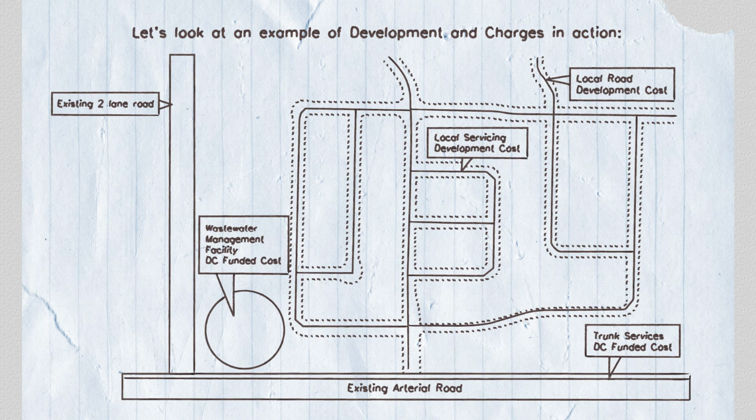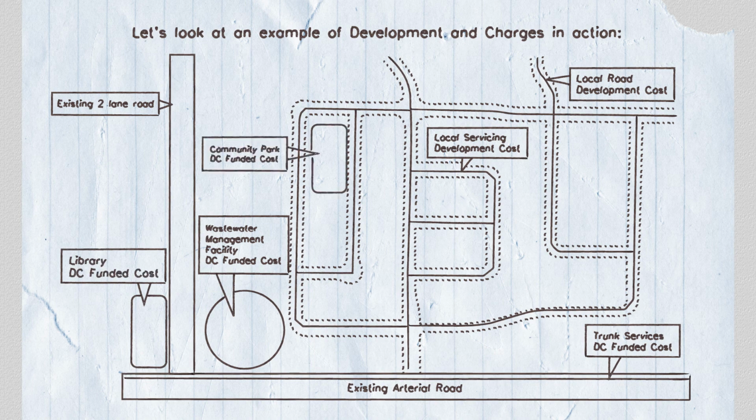Building of new homes or commercial enterprises can begin. Over several years, the subdivision is populated, built out, and may require a library and a community park. These items would be partially funded by development charges.